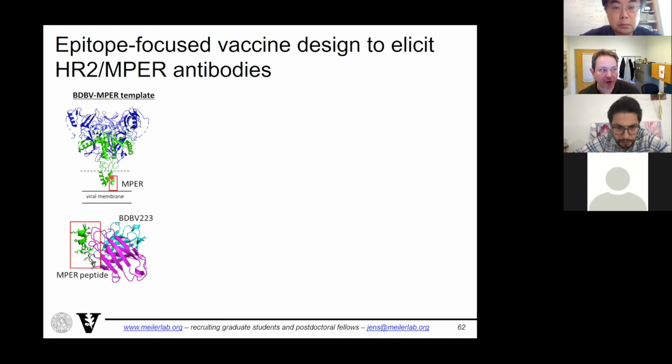So the human immune system will make few antibodies that bind here, because here's the membrane, there's this huge domain. It's very difficult for the antibody just to physically get there. But this was a very good and very broad antibody. And so how can we design a vaccine that is focused on these type of antibodies?